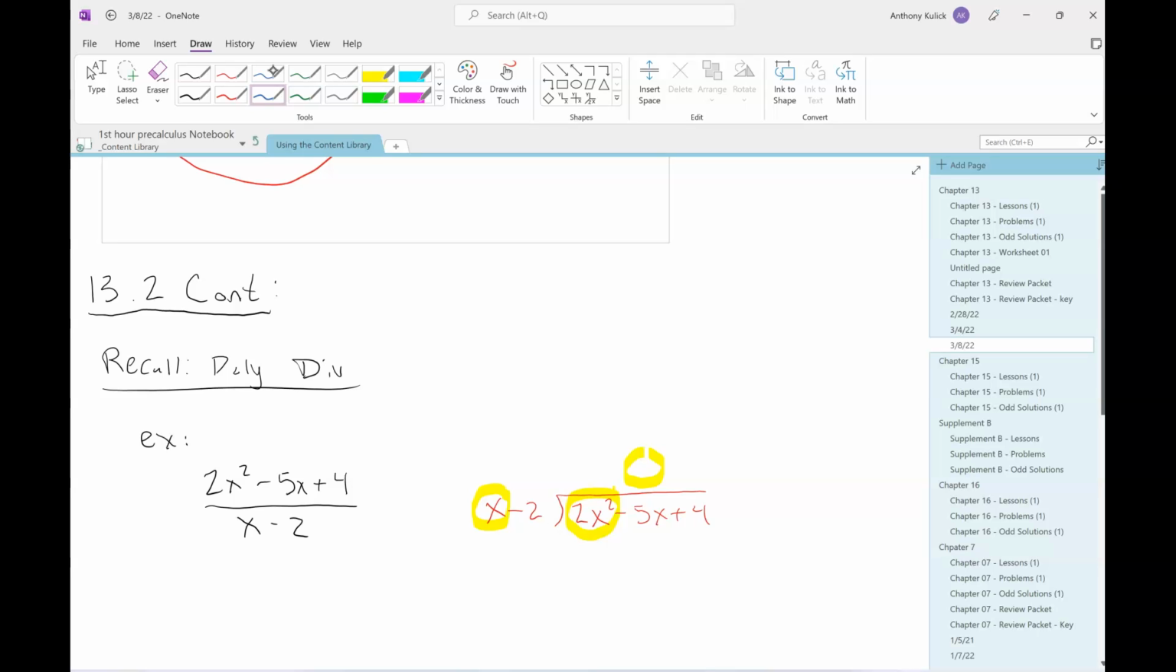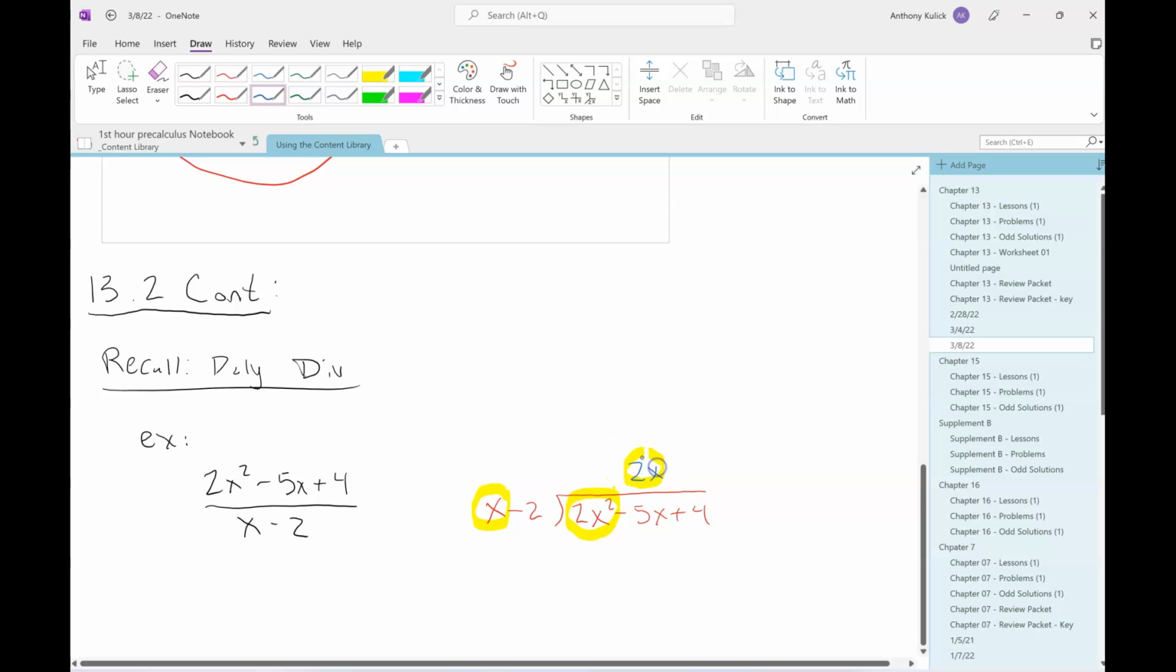In this case, what would that be? What times x gives us 2x squared? 2x, right? So then I multiply that 2x to both parts of the divisor, the part outside the division thingy, and write the answer to that multiplication problem underneath. And then we're going to subtract down.